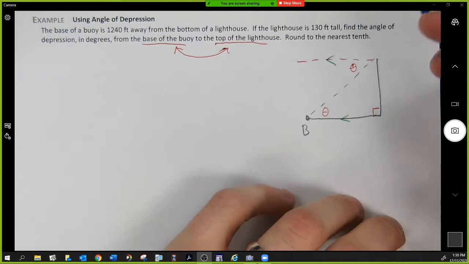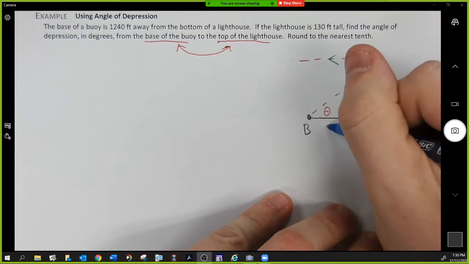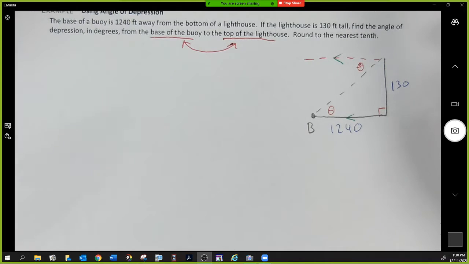We know that the lighthouse is 130 feet tall, and we know that the buoy is 1,240 feet away. I will caution you, make sure that all the units are the same, okay? This one happens to be feet and feet. It's not always like that. Just be on the lookout for it. Make sure one's not in feet and the other's in inches, or one's in feet and one's in miles, or one's in minutes and one's in seconds, things like that. Just be looking for it, okay?